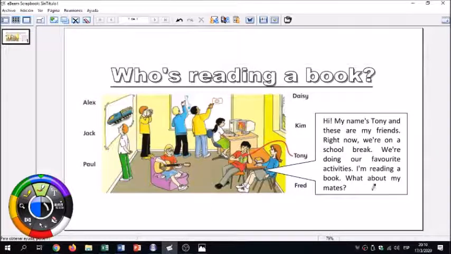Hello. Is this your class? Yes, that's my friend Tony. He's wearing a red t-shirt today. Is he holding a book? Yes, he loves reading. Can you see the line? This is an example. Now you listen and draw lines.